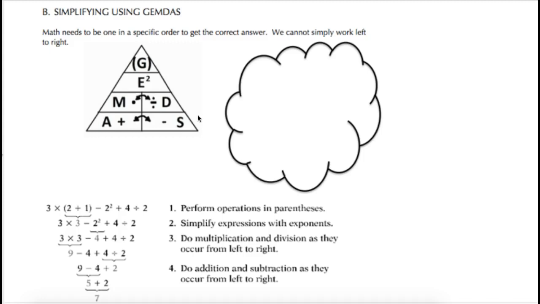Okay, so hopefully you've already watched 1.1a. We're now on 1.1b. We're going to simplify using GEMDAS. Sometimes people call it PEMDAS. I don't really care which one you use. People have started to use GEMDAS with a G because it's not just parentheses, it's brackets, it's absolute value symbols. It's all sorts of what we call grouping.